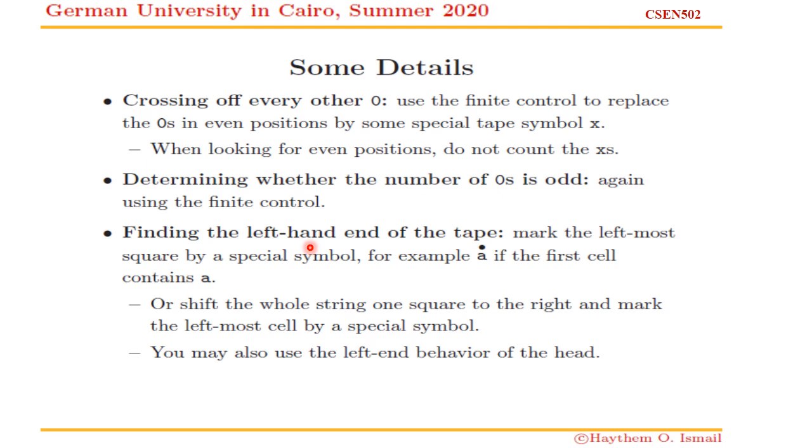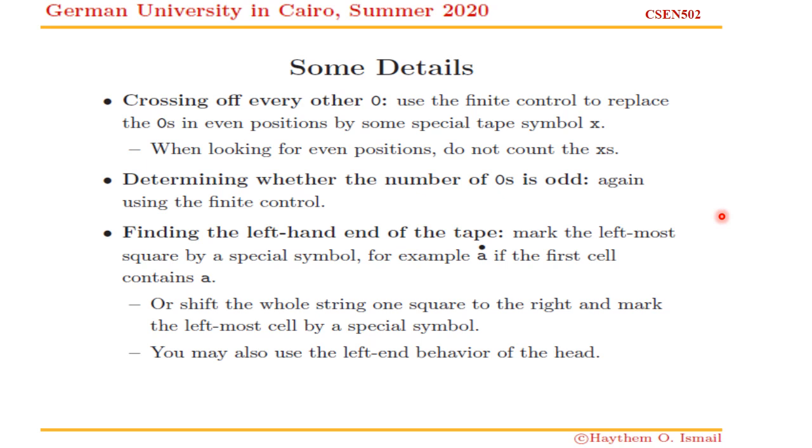So there are several things we can do in order to let the Turing machine know that it reached the beginning of the tape. And one way to do it, which is the simplest actually, is to, from the beginning, shift the whole string one square to the right and write a special symbol at the left end of the tape. Let's say the $ sign to mark the beginning of the tape, right? You can do that, okay?